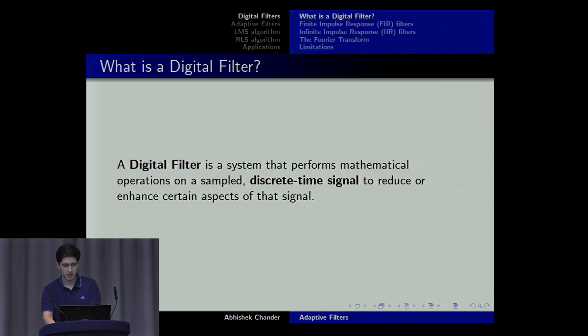So we'll start by looking at what a digital filter is. When I say adaptive filter, I mean a digital adaptive filter as opposed to an analog filter, which would use components like resistors or capacitors. So a digital filter is, in the most basic sense, a component or an algorithm which takes a discrete time signal and changes it in a certain way that we want it to change. For example, remove certain frequencies or remove certain amplitudes or enhance certain frequencies or amplitudes.